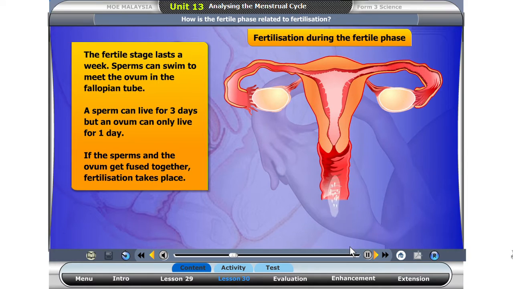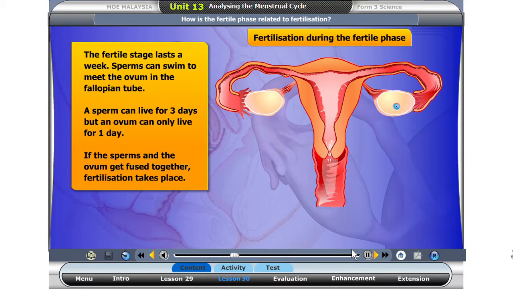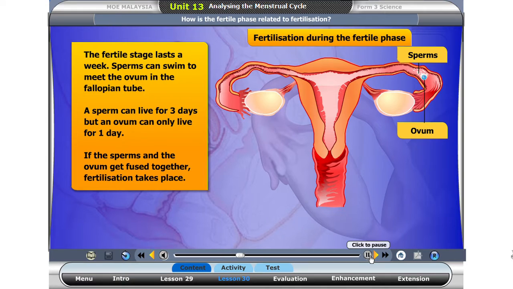If sperms are deposited into the female reproductive system during the fertile phase, the sperms can swim to meet the ovum in the fallopian tube. Sometimes the sperm can wait in the fallopian tube for the release of the ovum by the ovary. This is because a sperm can live for around 3 days, but the ovum can only live for a day.